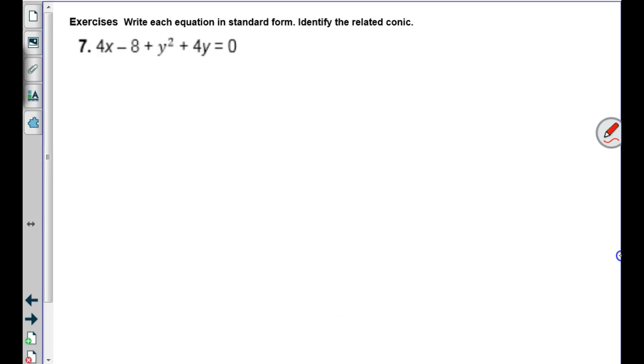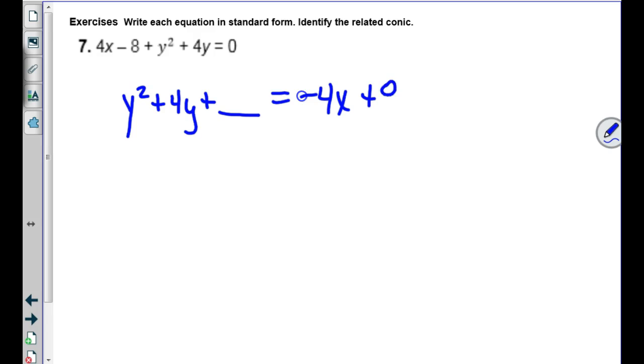All right, that's why I want to do 7, because look at this. What do you notice? Yeah, there's no x squared. This is not an ellipse or a circle. All right, so how do you want to isolate it this time? What's the only thing we have to complete the square on? The y's. So I'm going to write y squared plus 4y plus blank, and I move everything else to the other side, which will become what? Negative 4x and a plus 8. Good call. Okay, now finish completing the square.